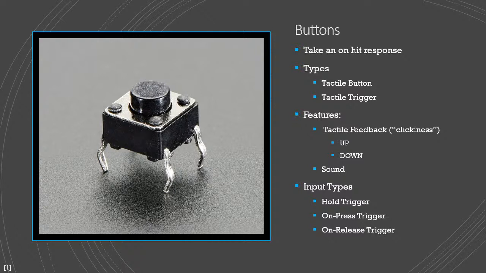With a PlayStation controller, the triangle, square, circle, and X are going to be tactical buttons. You can press them, and they have a certain clickiness to them. The tactical triggers are going to be the R1, R2, and L2. They feel like triggers, and they have a totally different feel compared to some of the other buttons. Some important features about buttons in games, at least, is their tactical feedback, or their clickiness.